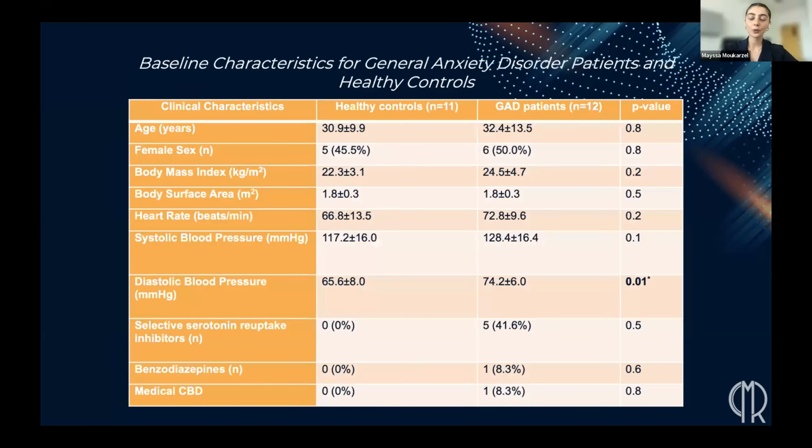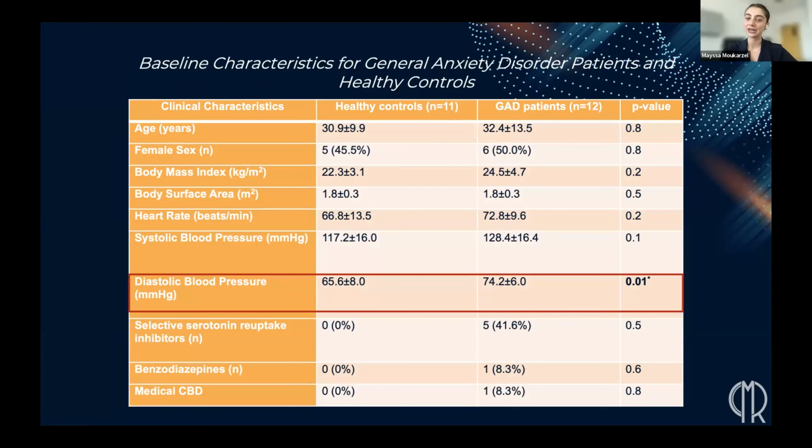So then once we had done this statistical analysis, we saw that between GAG patients and healthy controls, there wasn't really any difference in the baseline characteristics between them, except for the diastolic blood pressure. So GAG patients had a higher diastolic blood pressure compared to the healthy controls.